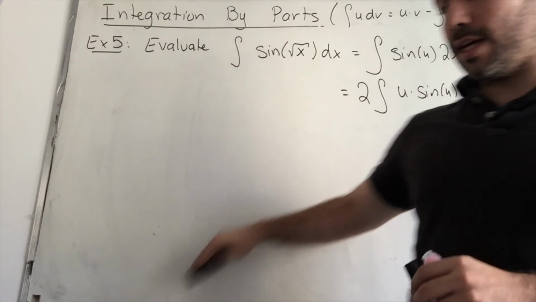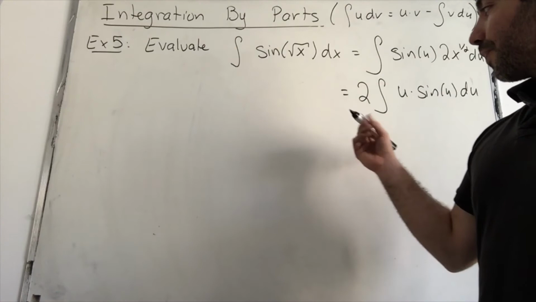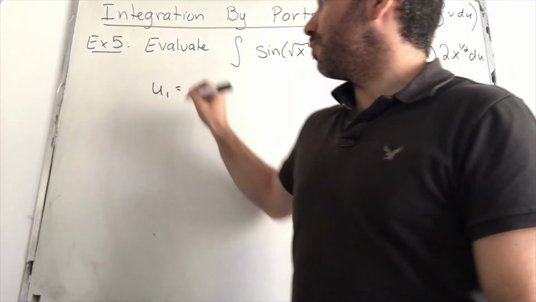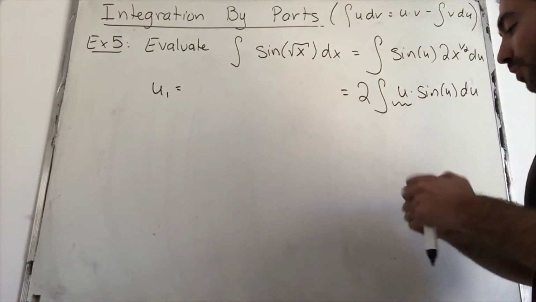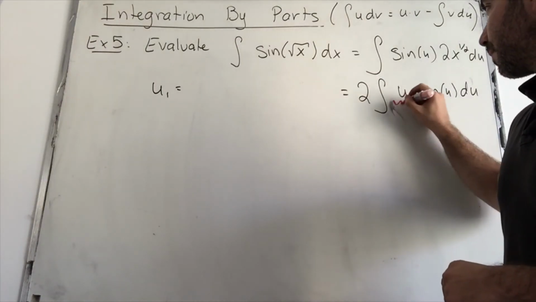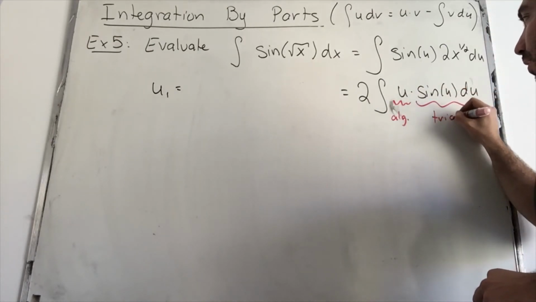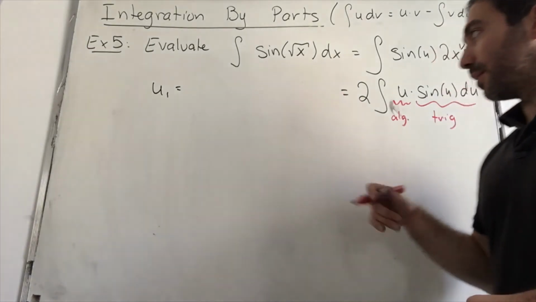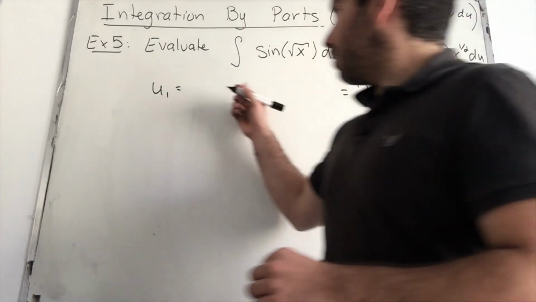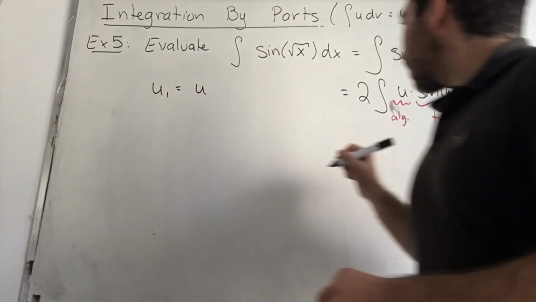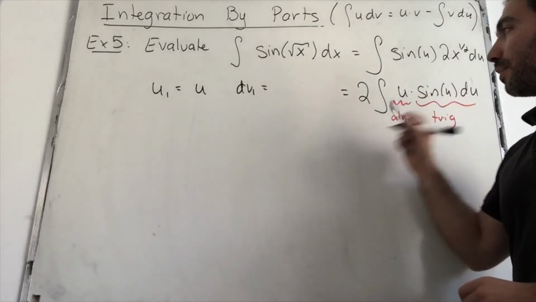So let's just move this, and now let's start our integration by parts. So having done the u substitution, I'm just going to call this now u1. So u1 is the algebraic function, so this is algebra. Let's do this in red. This is the algebra function, or the polynomial, and this is a trig function. We know that algebra is above trig because LIATE, a before t. So we let u1 equal, in this case, u, and we let dv, let's call it dv1, equal whatever is left, sine u du.